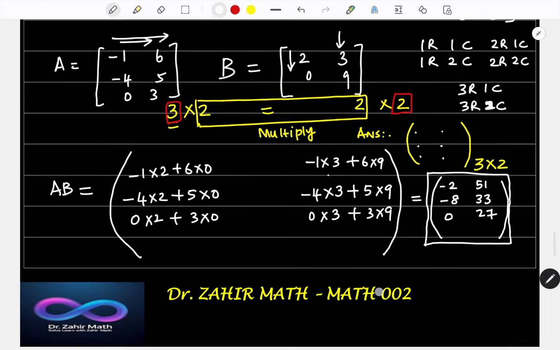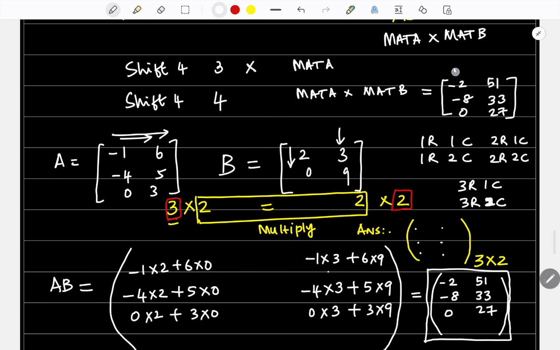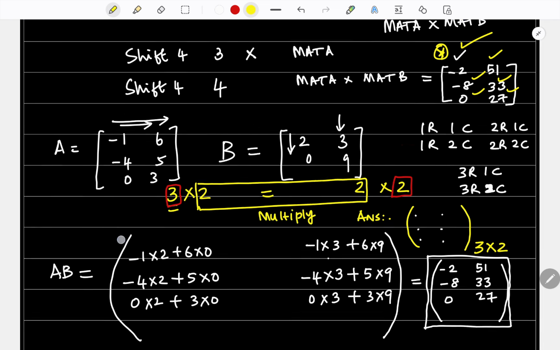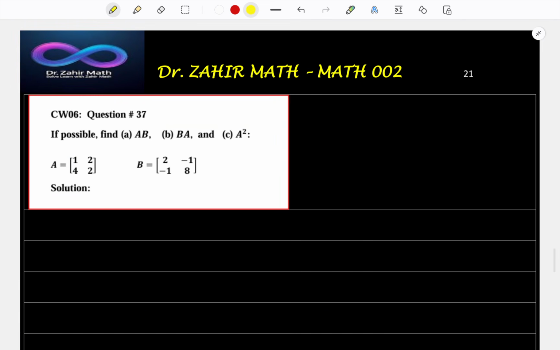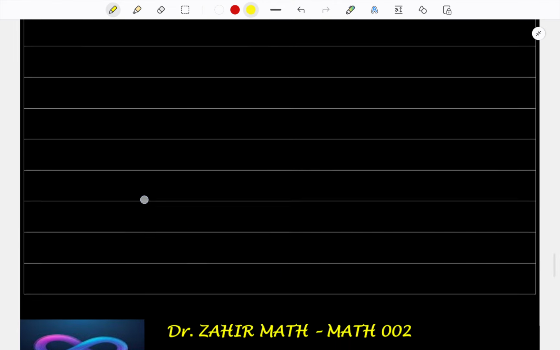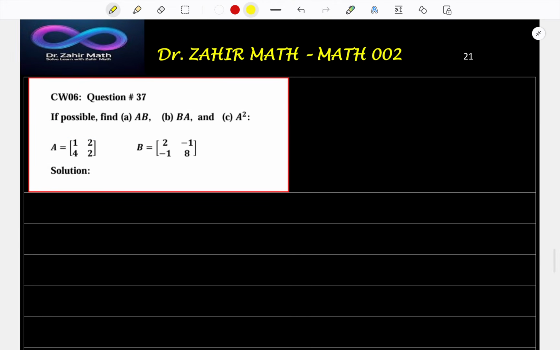Where is our calculator answer? Here is the calculator answer. So let us check. Wow, -2, 51, -8, 33, 0, 27, fantastic. So your answer is correct. No need to check anywhere. So this question is clear, how to multiply two matrices. Next we go for another question. I think this is the last question, if I'm not mistaken.